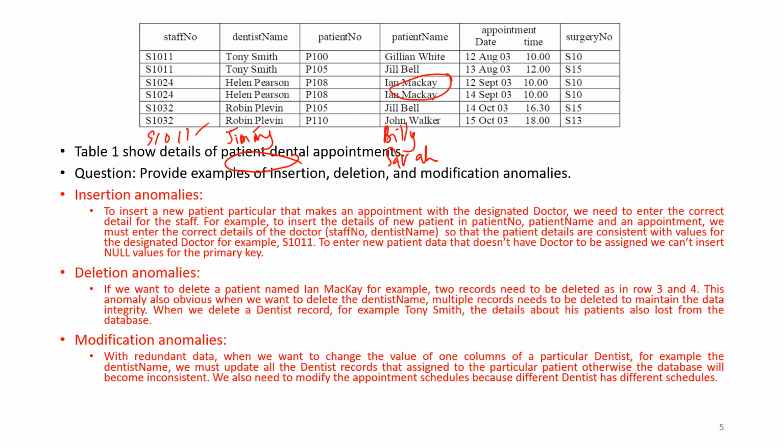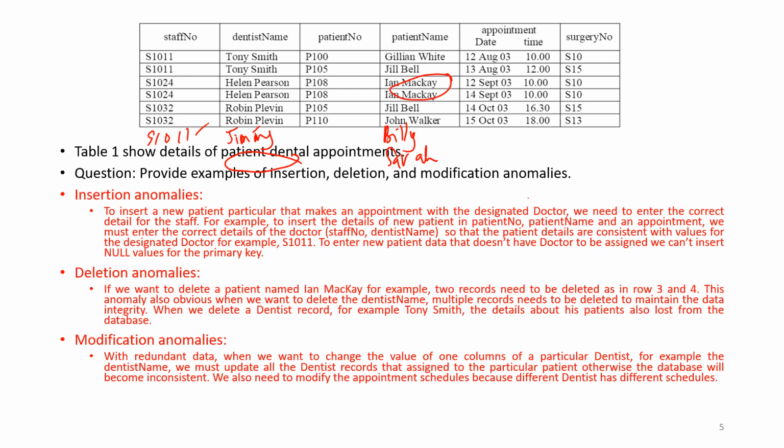By deleting the patient name Ian McKay, we will delete the patient appointment records, not for 1 but for 2 days. But sometimes the appointment records are still required. The other situation is when we want to delete the record of Ian McKay.